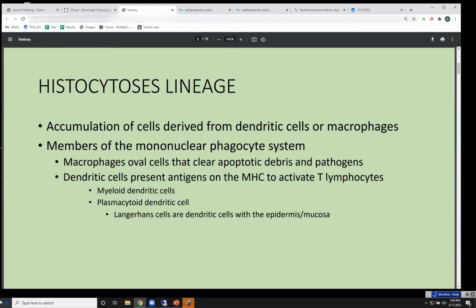And dendritic cells are the antigen-presenting cells, which present antigens in conjunction with a major histocompatibility complex to activate T lymphocytes. And the dendritic cells can be divided into the myeloid dendritic cells and the plasmacytoid dendritic cells. And one subgroup of those is the Langerhans cells, which we know well because they're in the epidermis and mucosa. And so those are the main antigen-presenting cells in the skin.